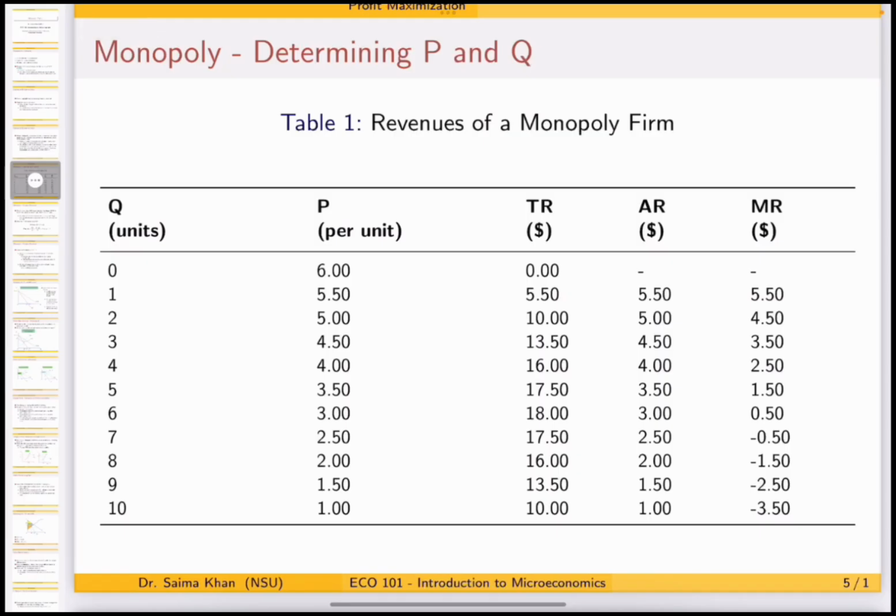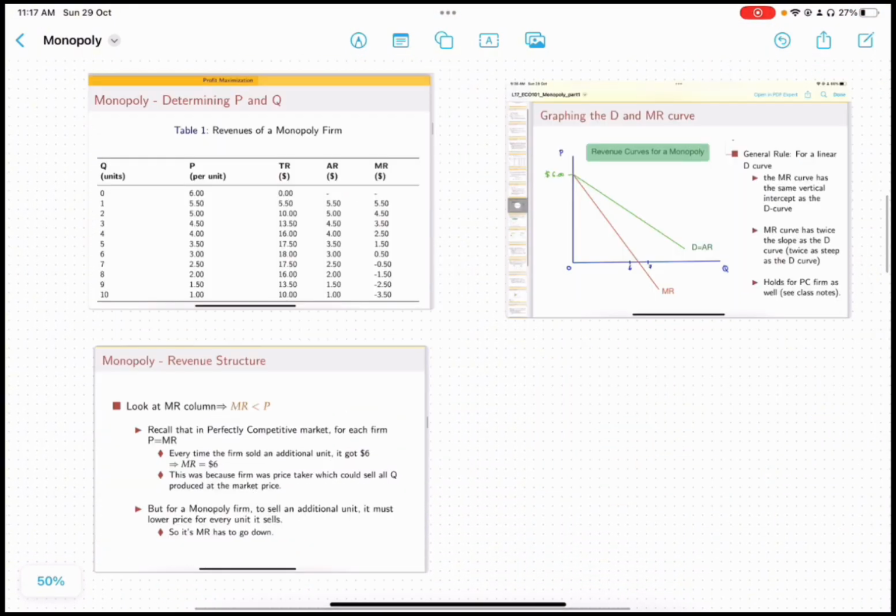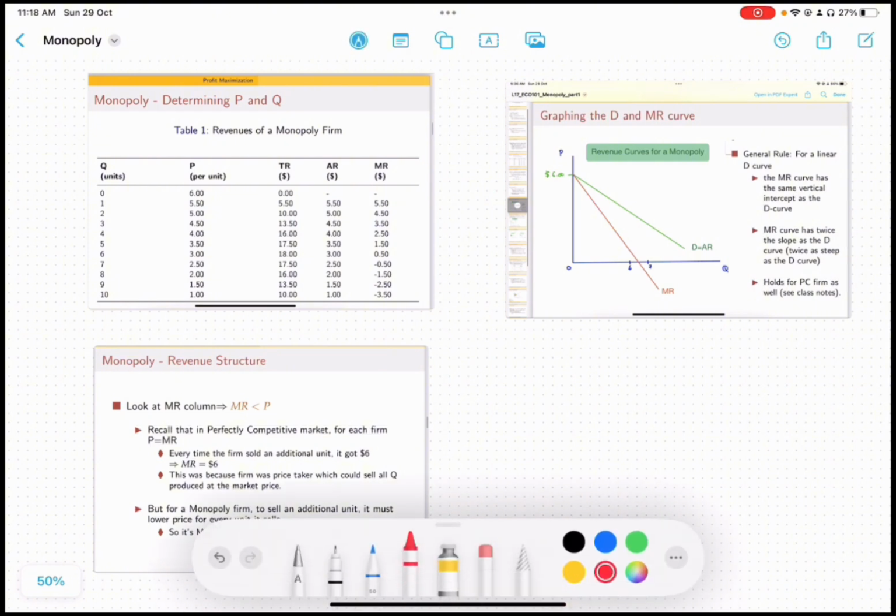So this is an important slide, right? Because just like for perfect competition, for monopoly, I'm just giving you an overview of the quantity produced, the price that is charged, total revenue, average revenue, marginal revenue. You've seen all of these concepts before. Okay, so now let's go back to where we were discussing everything, right? There's just a few interesting things to note.